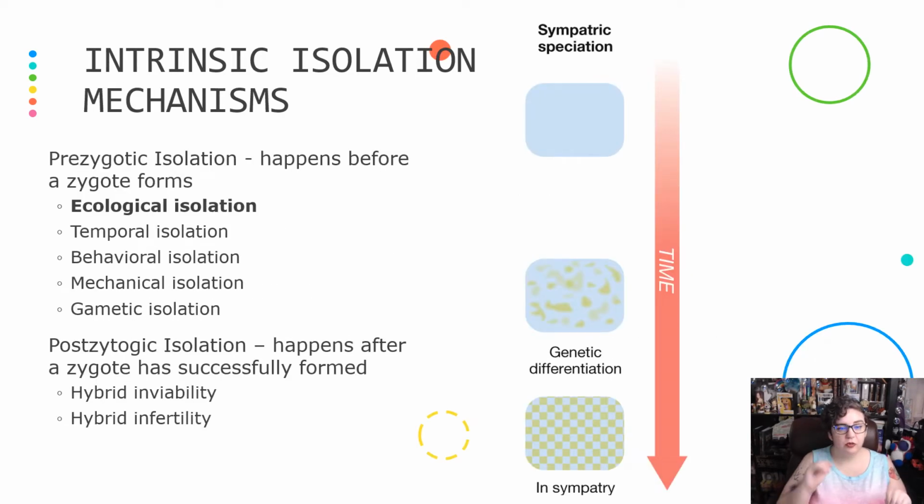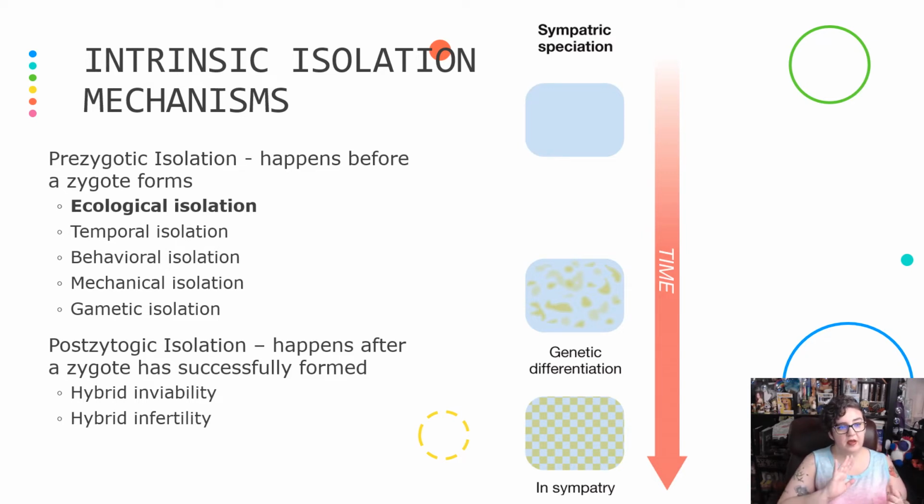Right? So we're going to start with the most broad of these intrinsic isolation mechanisms. Okay, for this, I want to think about when those species that have been speciated separately come back together, why can't they mate? Okay, and a lot of this has to do with how much time they've been separated, right?